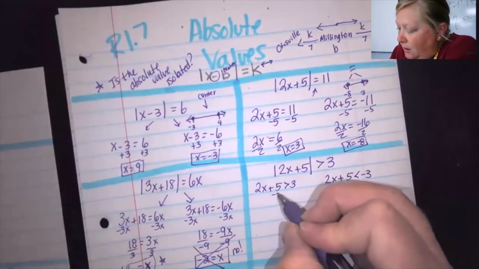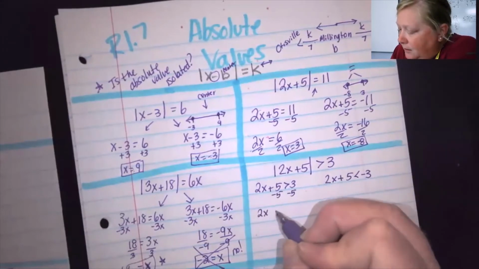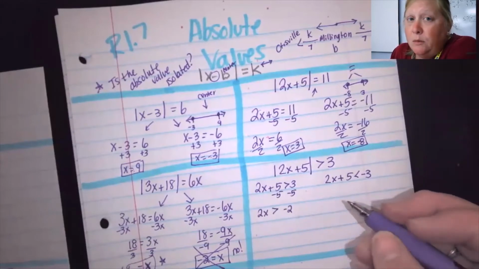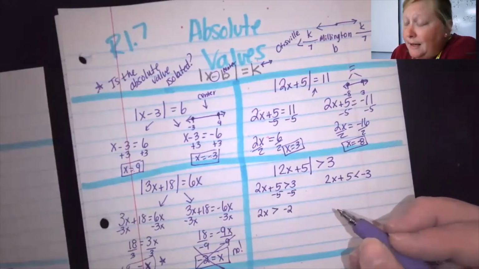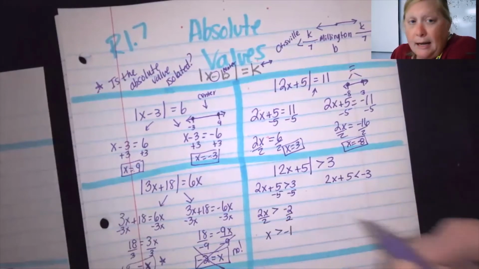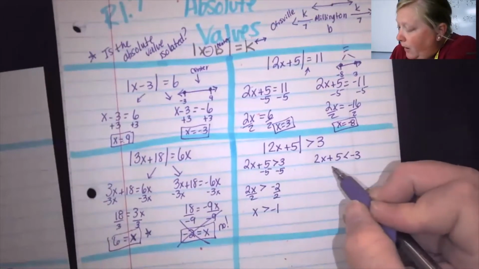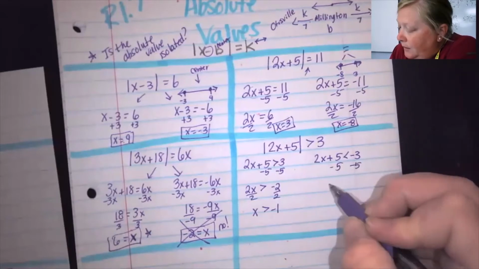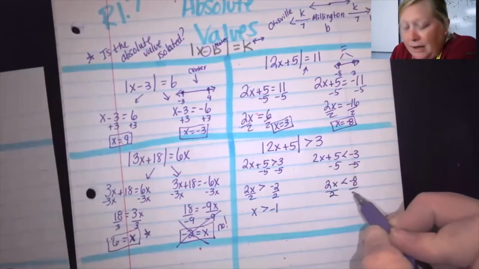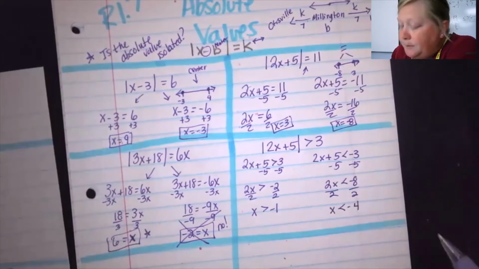So I'm going to solve. I'm going to do one at a time just to keep it. Negative 2. Don't forget, at this point, you would also want to practice the rules. If you divide by a negative, you have to flip the sign. So x is greater than negative 1. On this side, I would subtract 5. I get 2x is less than negative 8. Divide by 2. I don't have to flip the sign. There is no dividing by a negative. And x is less than negative 4.